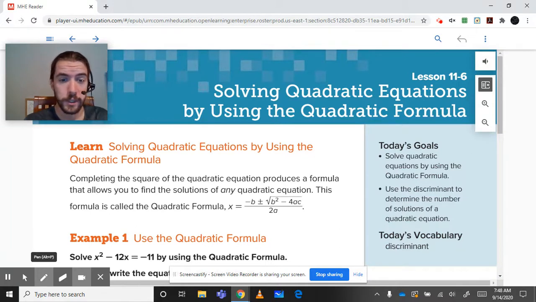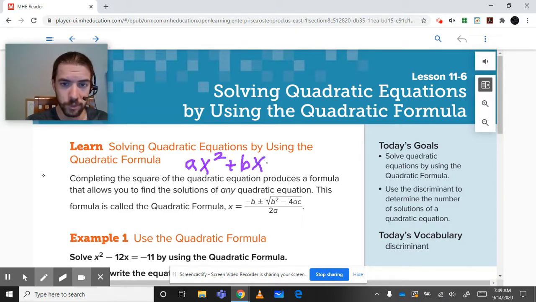The quadratic formula just basically gives you the answer for solving a quadratic equation. It's very useful, and it is what you see kind of in the middle of the page. So let me just read through the page real quick. We're learning about solving quadratic equations by using the quadratic formula. Completing the square, a technique we know as completing the square of the quadratic equation, produces a formula that allows you to find the solutions of any quadratic equation. As a reminder, when we say the quadratic equation, we're talking about ax squared plus bx plus c.